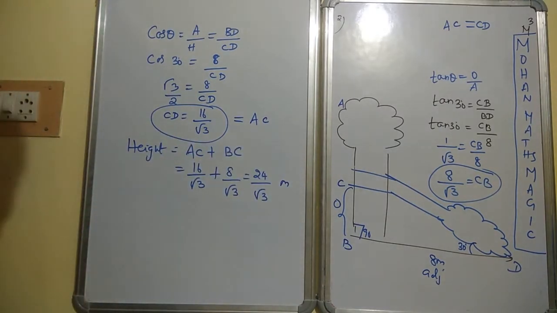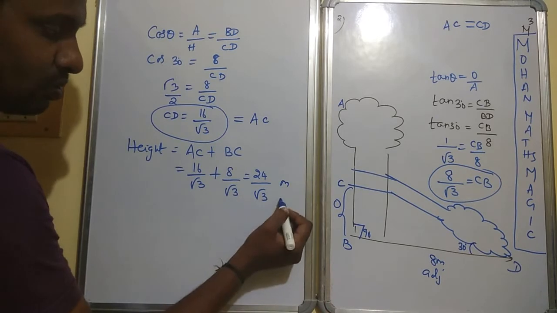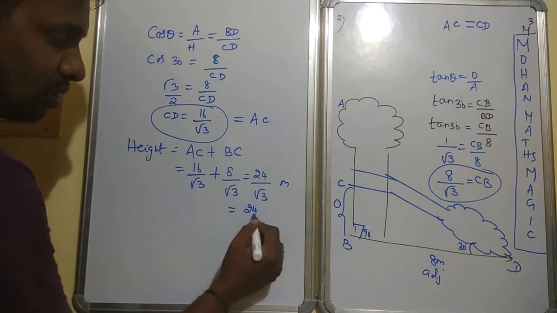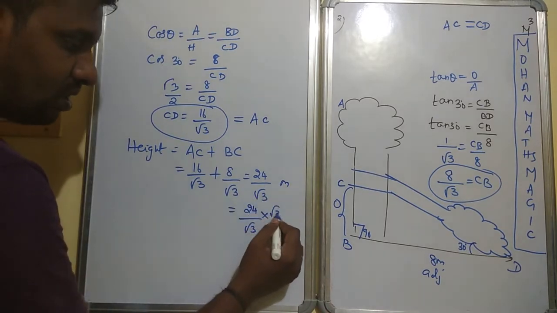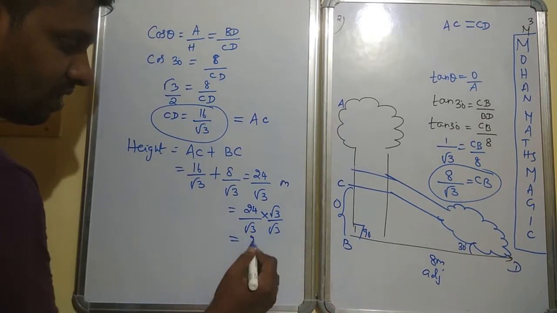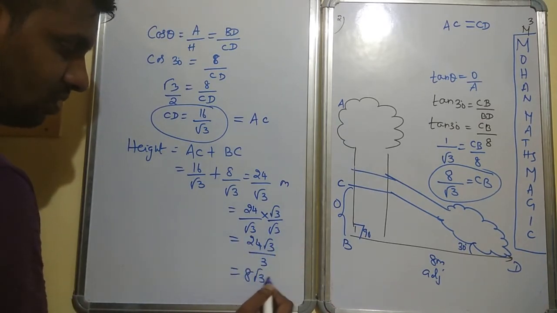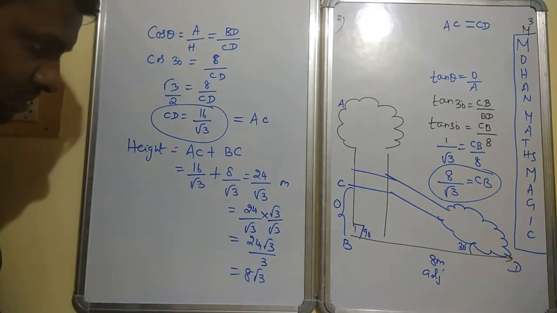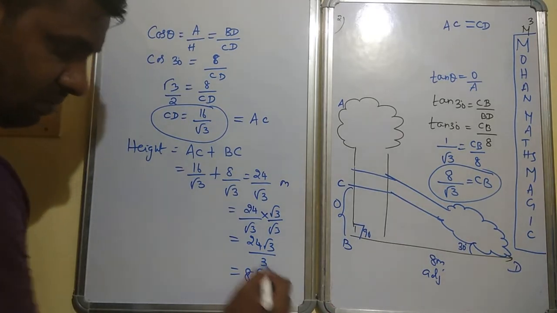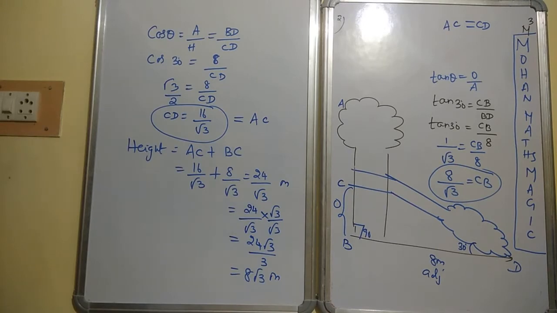Rationalize the denominator, what will you do? Class 7th, you multiply by root 3 by root 3. Therefore I got 24 upon root 3 into root 3 upon root 3. So therefore I got 24 root 3 upon 3. The final answer is 8 root 3. Okay, 8 root 3 meter. I got the answer. Question number 3.